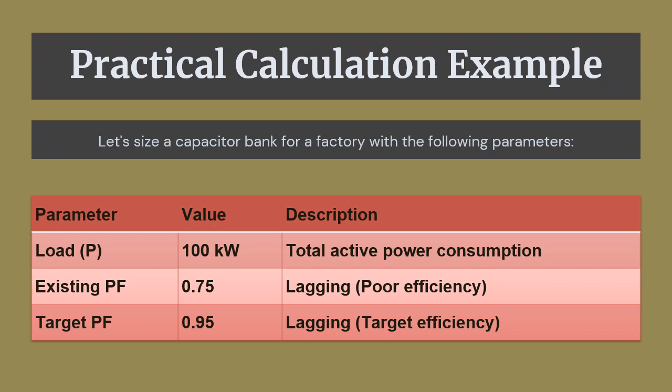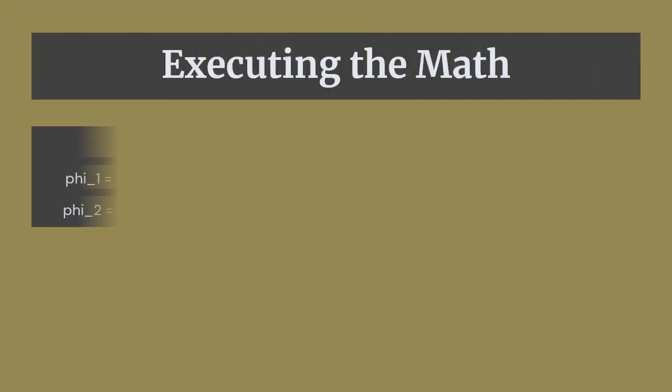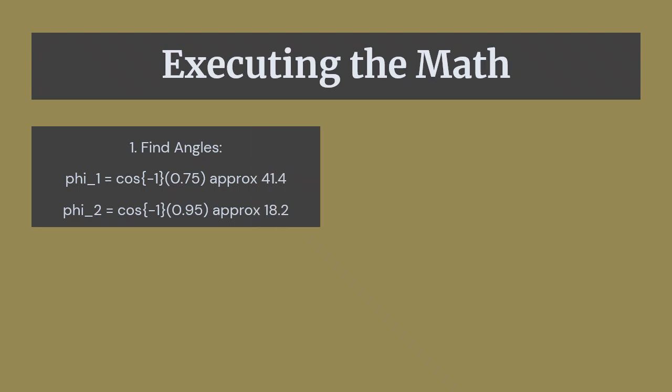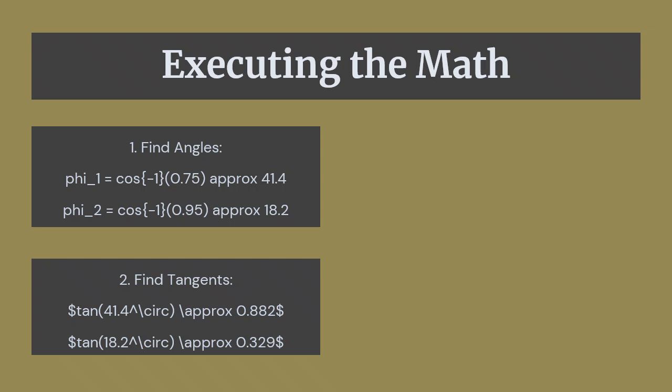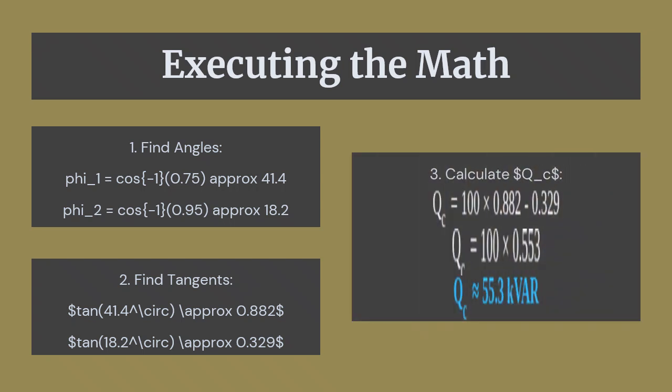Executing the math. First, we find our angles. Inverse cosine of 0.75 gives us roughly 41.4 degrees. Inverse cosine of 0.95 gives us 18.2 degrees. We take the tangent of both, finding 0.882 and 0.329 respectively. The difference is 0.553. Multiplying our 100 kilowatts load by 0.553, we see we need approximately 55.3 kVAR of correction.